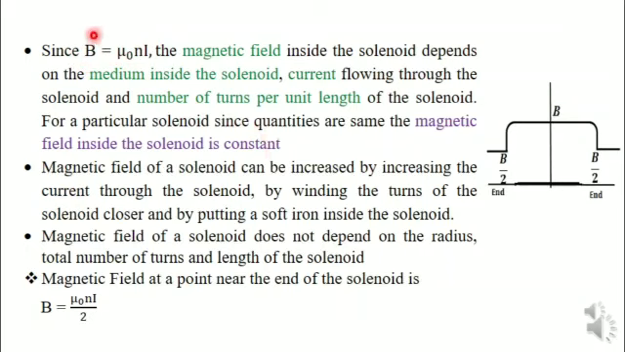Magnetic field of a solenoid can be increased by increasing the current through the solenoid, by winding the solenoid's turns very close together, and by putting a soft iron core inside the solenoid. Magnetic field of a solenoid does not depend on the radius, total number of turns, or length of the solenoid. Magnetic field at a point near the end of the solenoid is B equals mu 0 n i divided by 2. The variation of magnetic field with the distance is given here.